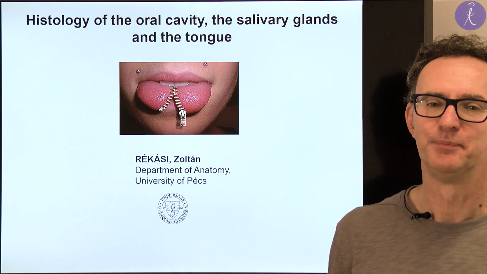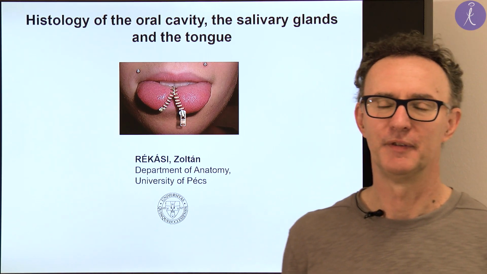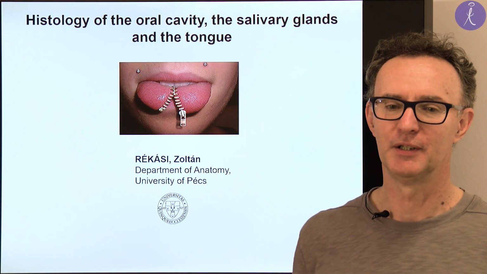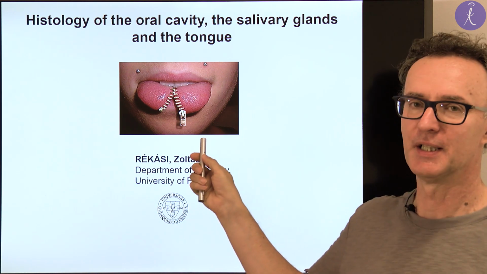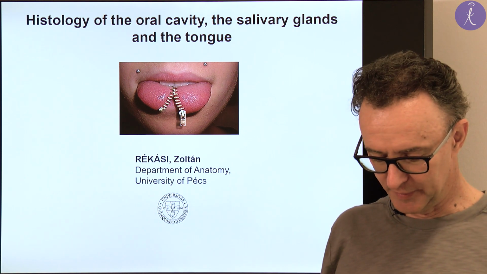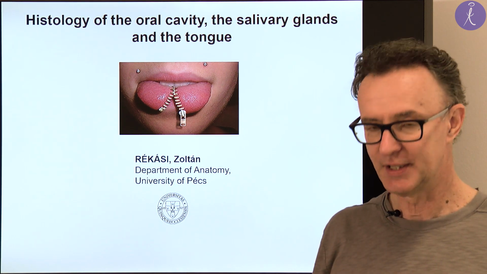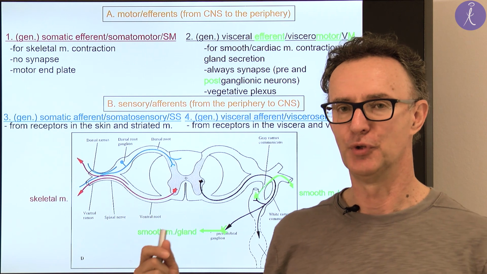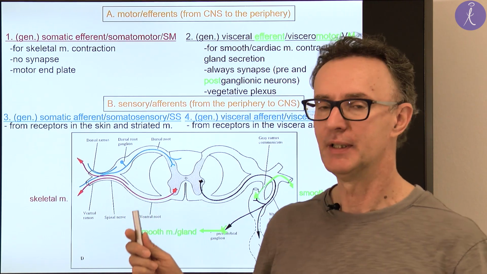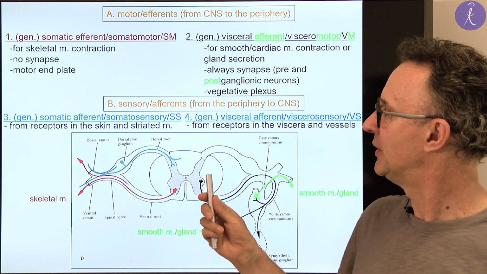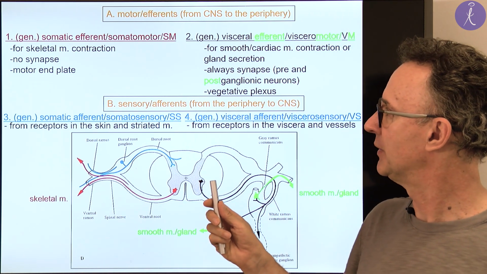Dear students, the first lecture of histology is about the histological structure of the oral cavity, salivary glands and the tongue. But as you will see on the first two slides, I like to introduce very important terms related to the gross anatomy. In the last semester, you studied only two functions related to the nerves.